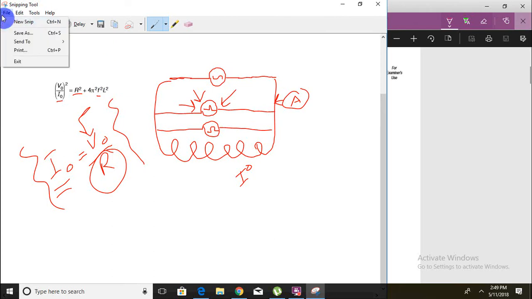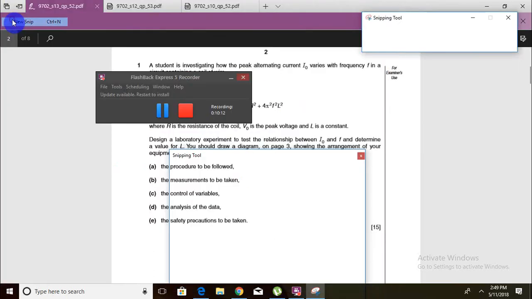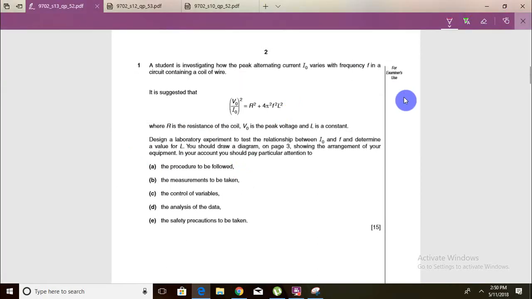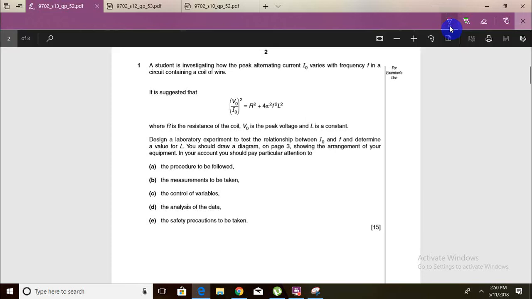process of writing down all of the stuff that we have thought up, no worries. Let's read this once more. A student is investigating how the peak, now this is important, how the peak alternating current varies with the frequency in a circuit containing a coil.